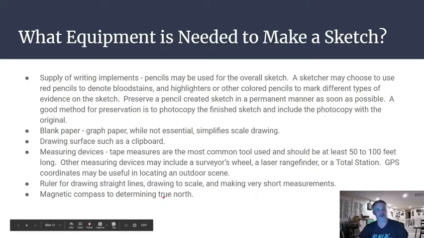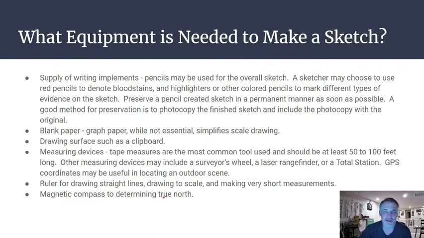All right, so what equipment do you need to make a sketch? You need a supply of writing implements. Pencils may be used for the overall sketch. The sketcher could choose to use red pencils, for example, to denote bloodstains. They can use highlighters or other colored pencils to mark different types of evidence on the sketch. Preserve a pencil-created sketch in a permanent manner as soon as possible because they can get smudged. One easy way of doing that is, if you have a sketch, simply make a photocopy of the finished sketch and include that photocopy with the original.